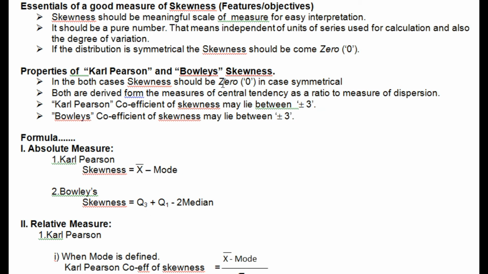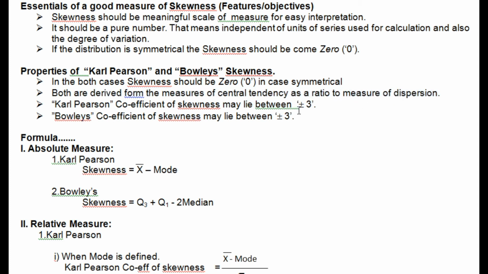Both are derived from the measures of central tendency. See, Karl Pearson formula is mean minus mode, then dispersion, that is, Bowley's formula is Q3 minus Q1. So Q3 minus Q1 is also a measure of dispersion. Mean and mode are also measures. So this point is that both are based on measures of dispersion as well as central tendency.